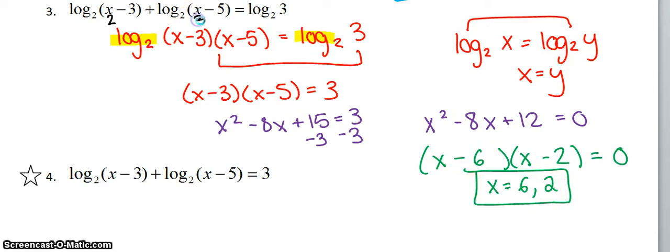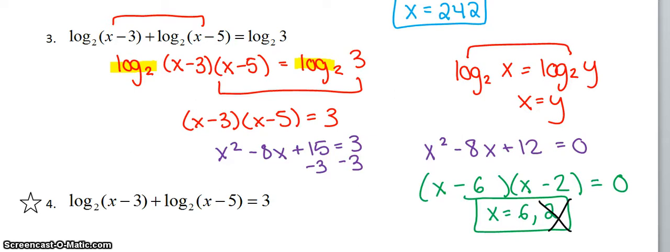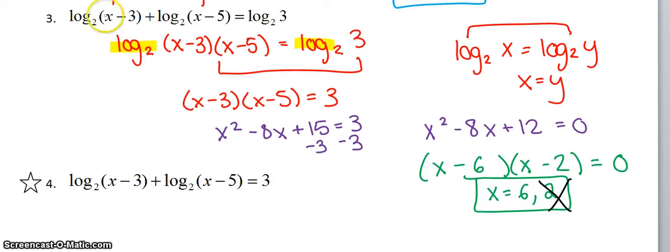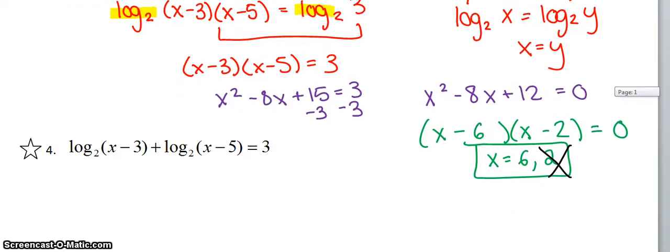If you plug in 2 here also, you'll have a negative number. So that 2 doesn't work, but if I plug in 6, I will get positive numbers in both of the logs, so that will be okay. Moral of the story, just make sure you always check your solutions. Anytime you plug in a negative to a log, you'll get an extraneous solution.